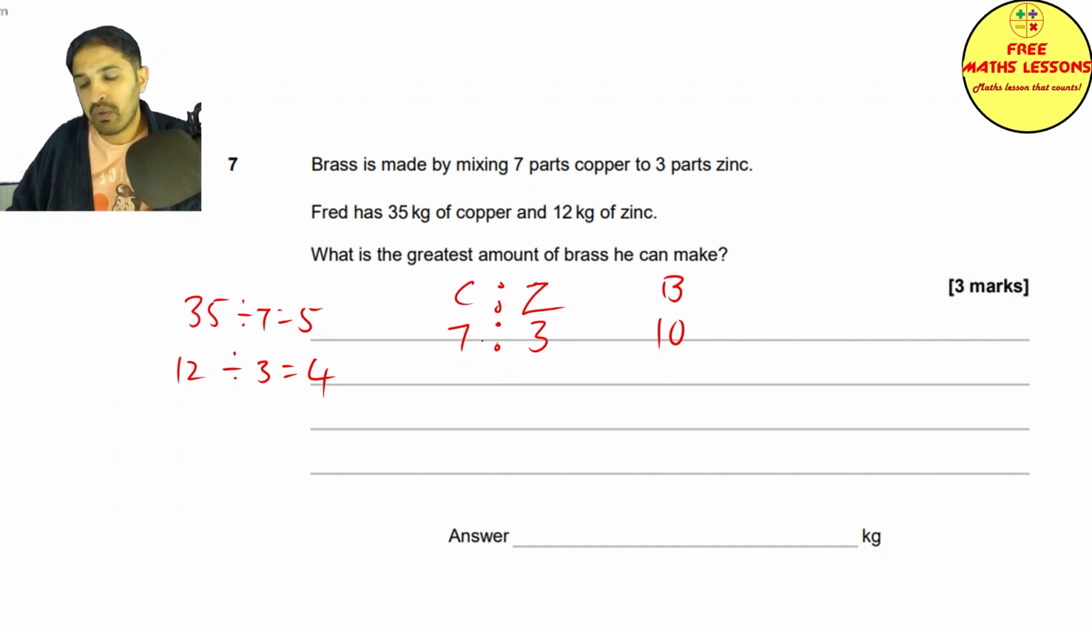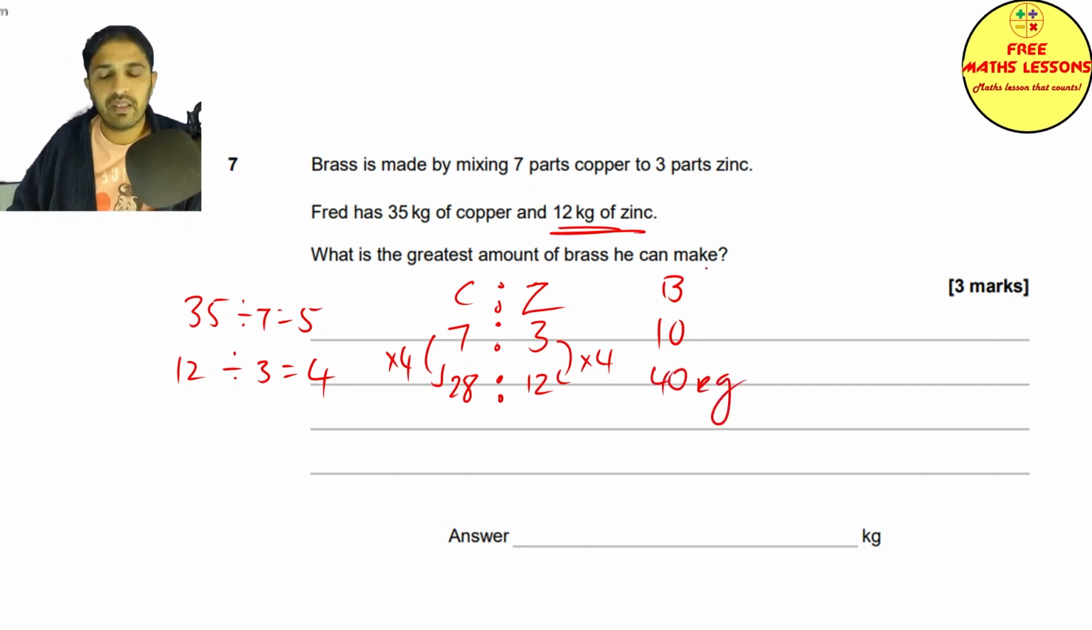So what we're going to do is repeat this process 4 times. So we're going to use 12 kilogram of zinc, the entire zinc. We multiply that by 4, and we have to use 4 times the amount of the copper here as well, which is 28 kilogram. And so 28 add 12 gives you 40 kilogram of brass. So that's all we needed to do for that 3 mark question. So we can make 40 kilograms of brass.